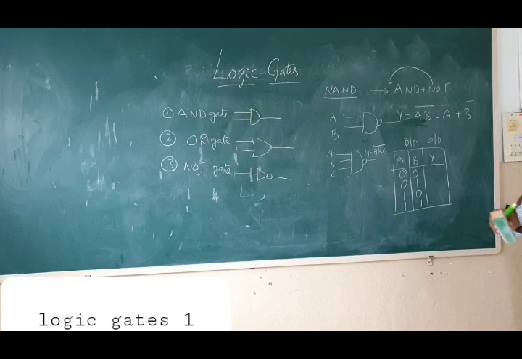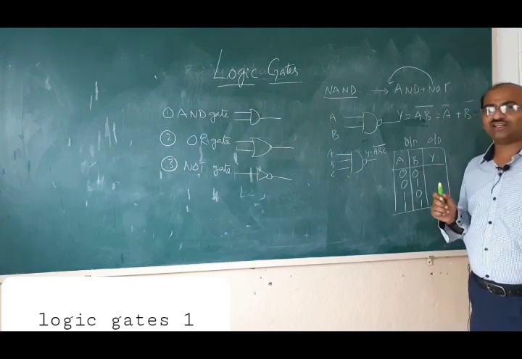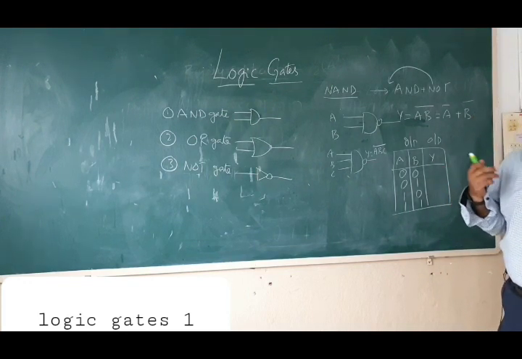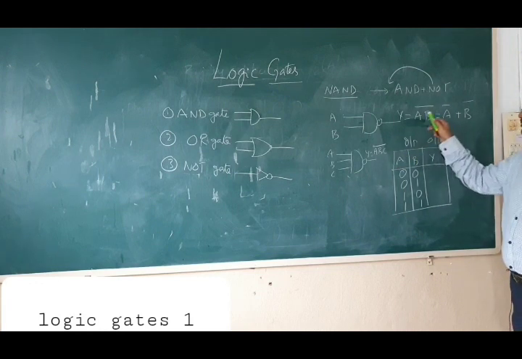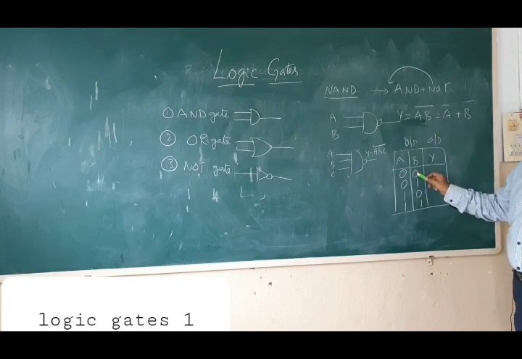So how to represent NAND logic? Already you have the AND truth table. See that you will get 0, 0, 0, 1. Now you use the complement. What is AND? A and B.